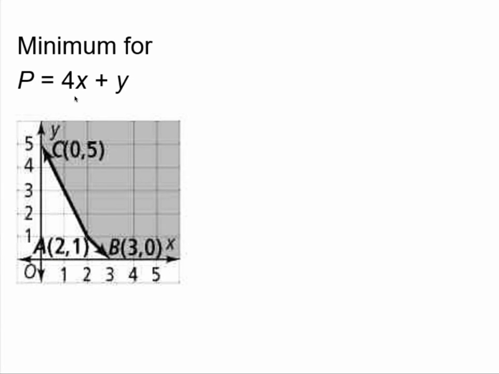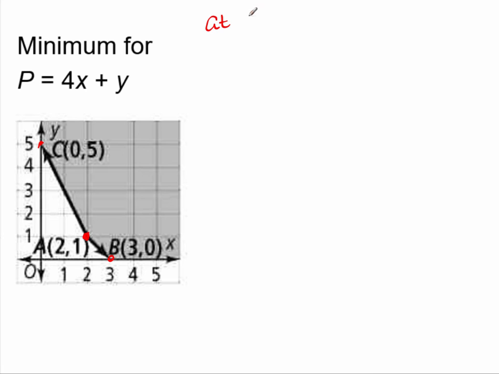Let's find the minimum for 4x plus y on this problem. Now, if you look at this, this is actually an unbounded region. So we're going to need to look at the endpoints. A is 2, 1. That's kind of hard to see. B is 3, 0. And C is 0, 5.